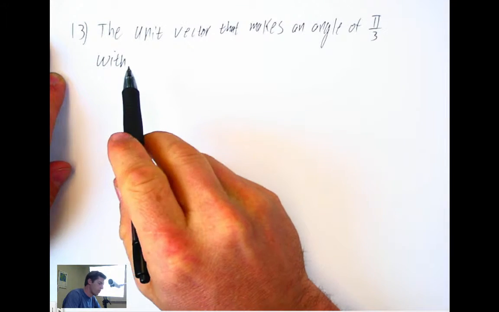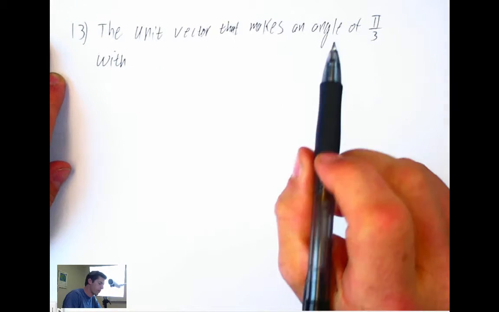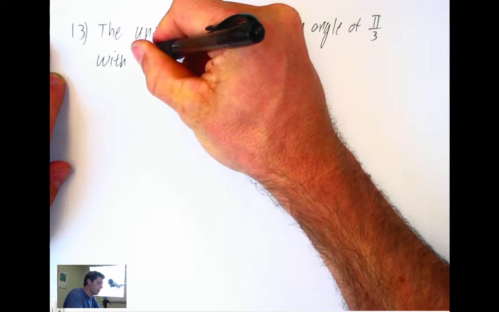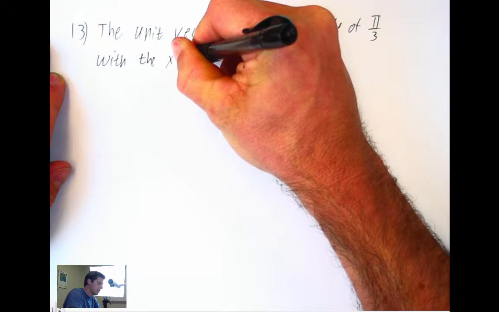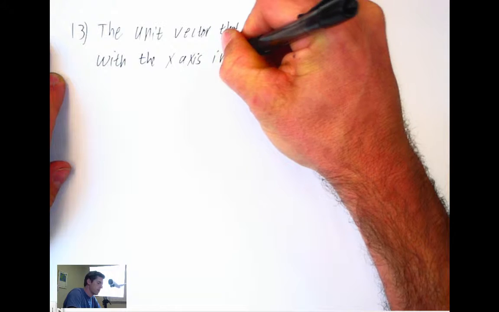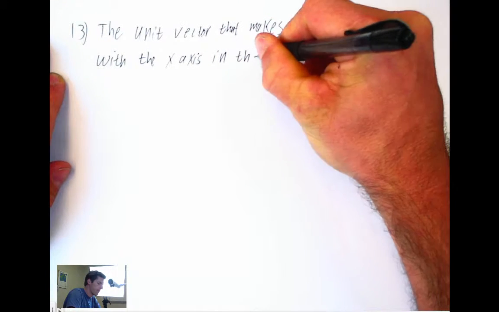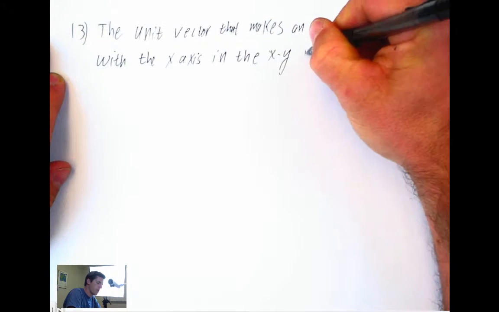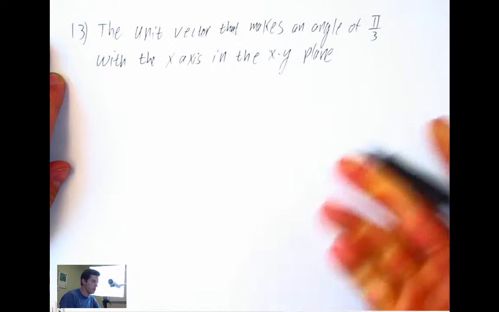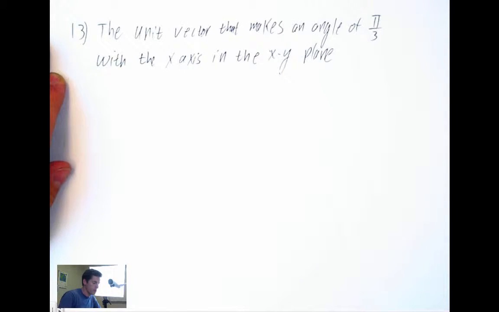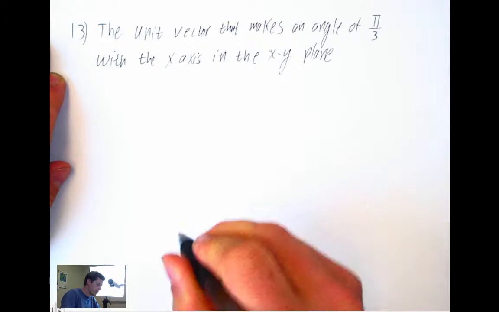Okay, looking at number 13, the unit vector that makes an angle of pi over 3 with the x-axis in the xy plane. Okay, as opposed to being in three-dimensional space, or four-dimensional space. Gosh, I think I'm going to have to draw a picture before I get started on this.